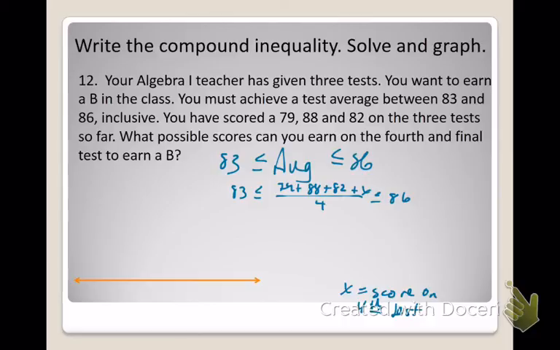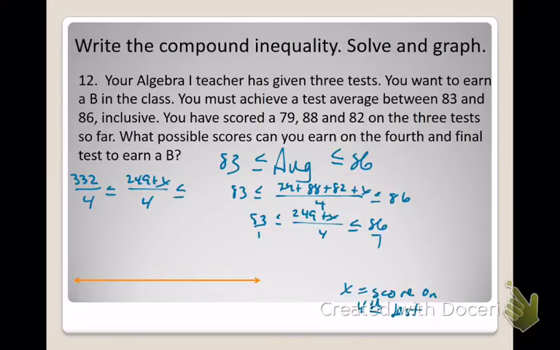Okay, and now we've got to go solve. Well, we can combine those 3 test scores first and get 249, sorry, 249. Plus x over 4 is less than or equal to 86. Then I'm going to make these all have common denominators by multiplying the numerator and denominator by 4 on the wings. So we get 332 over 4, less than or equal to 249 plus x over 4, less than or equal to 344 over 4.